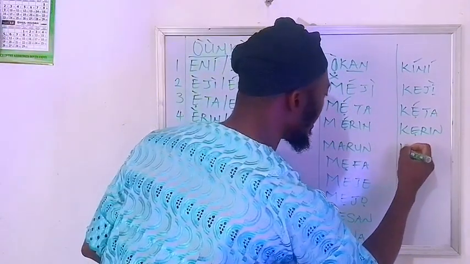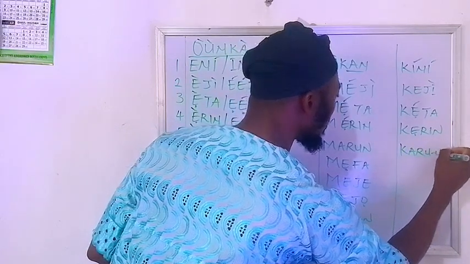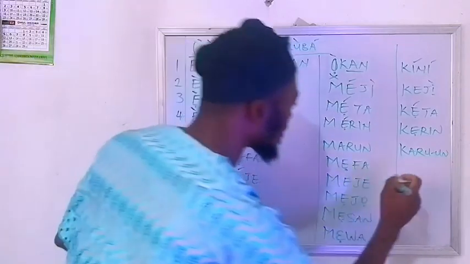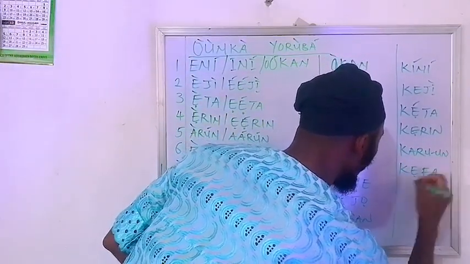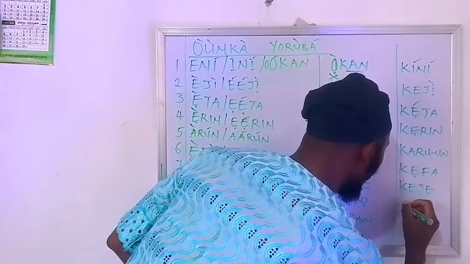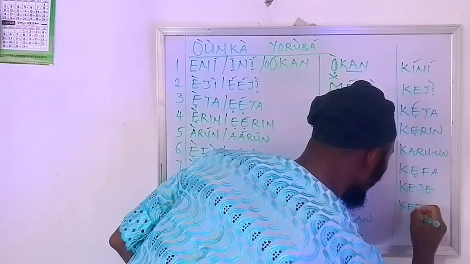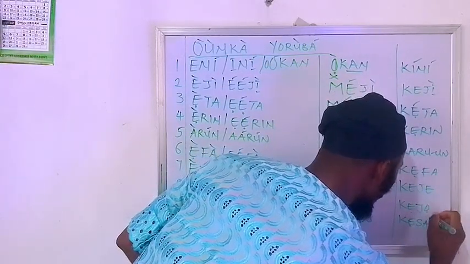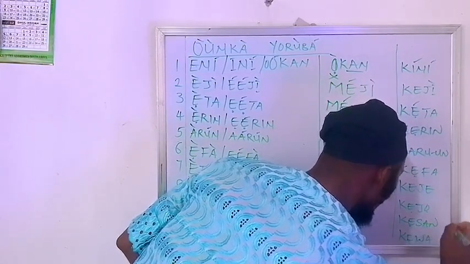5, ìkarùn-ún. 6, kẹfà. So let's just go all the way to 10. Keje, kẹjọ, kẹsàn-án, kẹwàá.